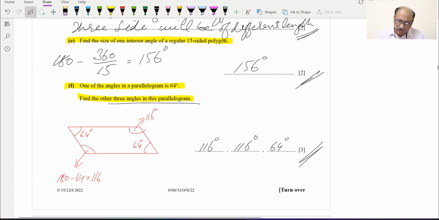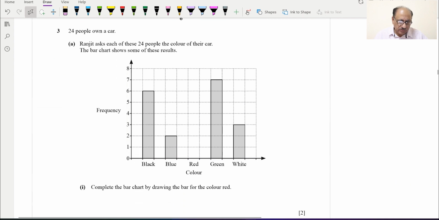And this was for 3 marks. Hopefully you understood this. Now question number 3 says 24 people own a car. In part A, Ranjit asks each of these 24 people the color of their car. The bar chart shows some of these results. Y-axis is frequency and x-axis is color. Colors are black, blue, red, green, and white. The rest of the bars are drawn. Only red is incomplete. So complete the bar chart by drawing the bar for the color red.